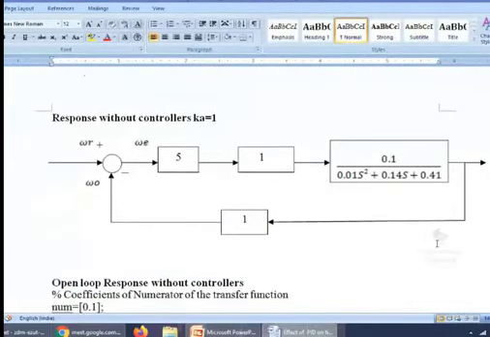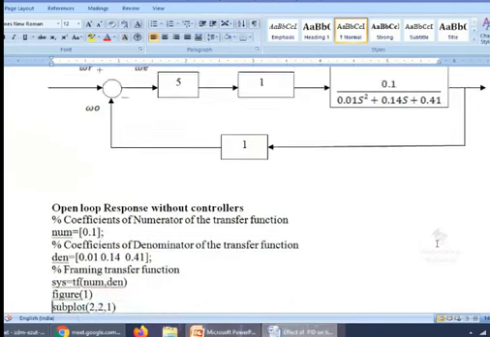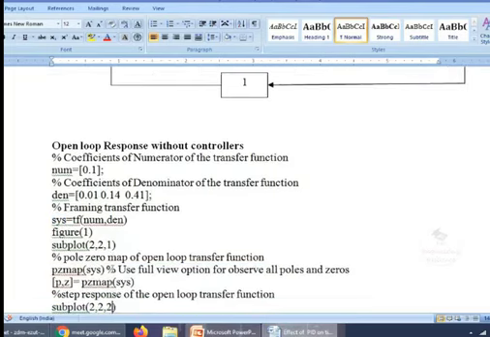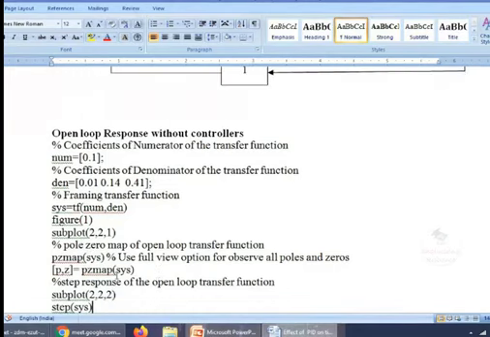This is my response without any controller. First we have to declare the numerator and then the denominator, and we will get the system. So system is equal to transfer function of numerator comma denominator. For that system, I have plotted the pole zero plot and taken the step response. This is the open loop system alone. We are giving input and getting the output without any controllers.